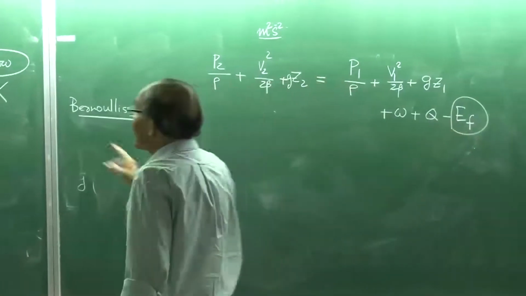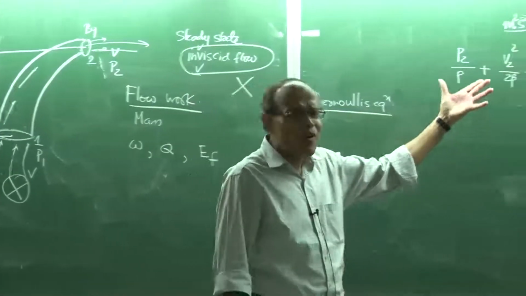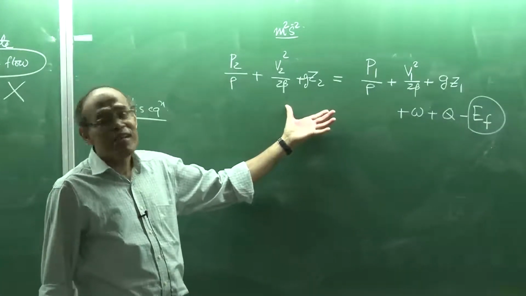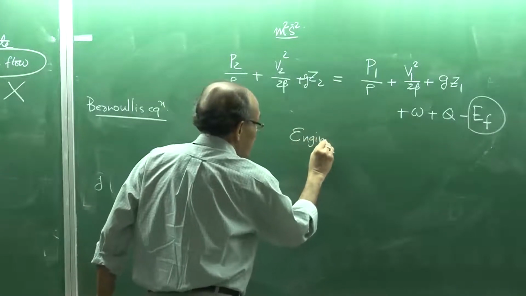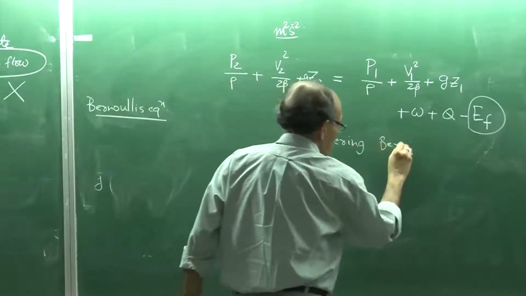So, we say that we can release these restrictions of inviscid flow, and we can say that this is now going to be applicable more or less for real life scenarios, and this expression is called the engineering Bernoulli's equation.